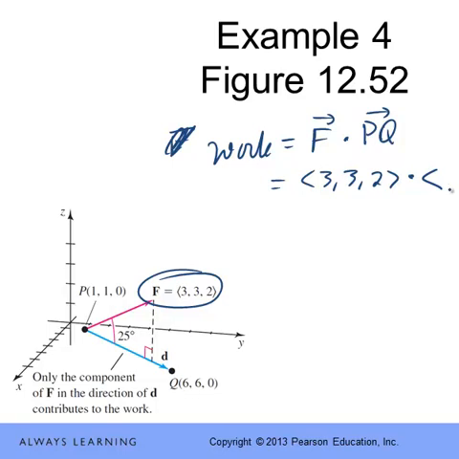6 minus 1 is 5. 6 minus 1 is 5. 0 minus 0 is 0. So take that dot product. 3 times 5 is 15, plus 3 times 5 is 15, plus 2 times 0 is 0. So you get 30.